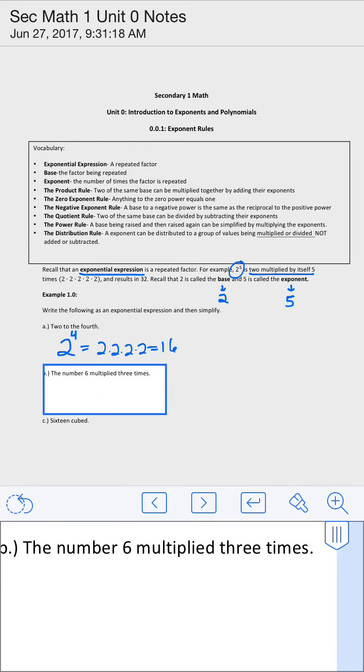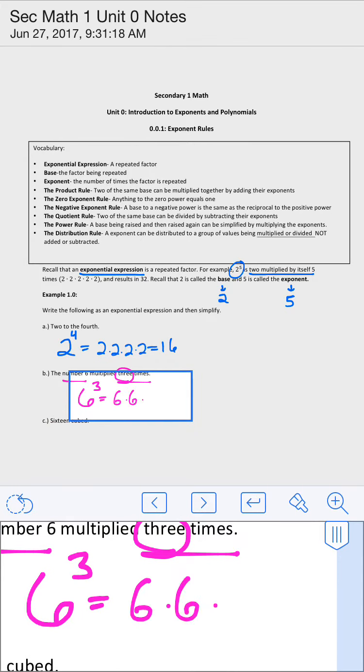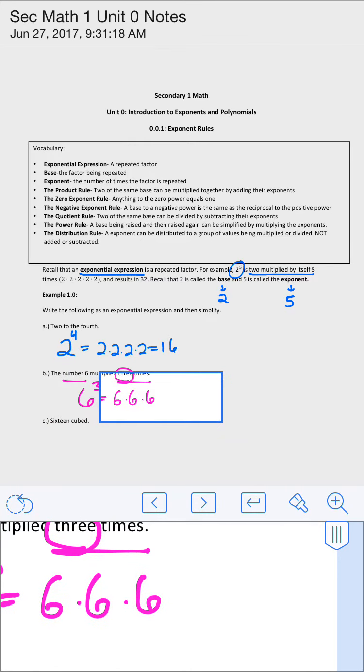All right, let's try another one. The number 6 multiplied 3 times. So in this one, it tells us that there is a number 6 being multiplied by itself 3 times. And that sounds like 6 is the base, and then 3 times tells us the exponent. Or in other words, 6 times itself 3 times, right? Or 6 times 6 is 36. 36 times 6 is 216, I do believe. Yes, 216.